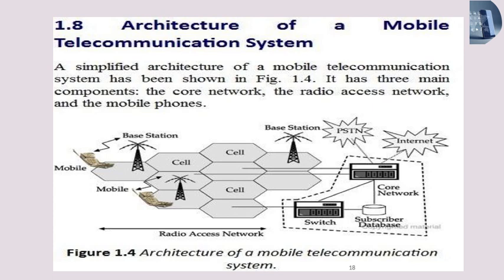A simplified architecture of a mobile telecommunication system has been shown here. It has three main components: the core network, the radio access network, and the handheld devices like mobile phones. The core network is specified in dotted lines. That box with dotted borders is specifying the core network.